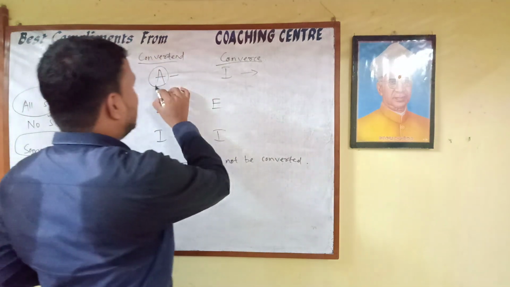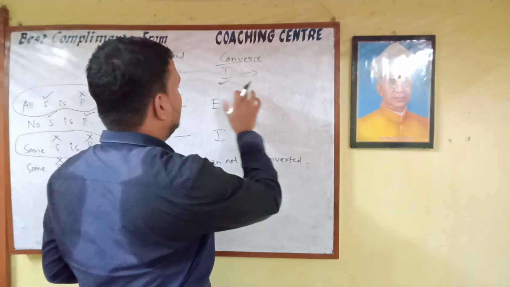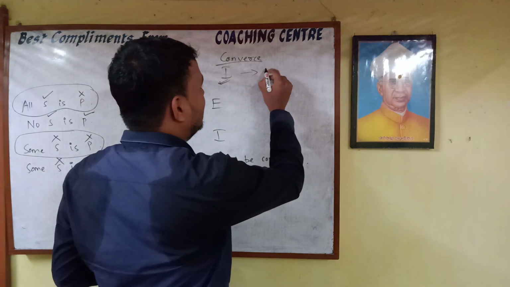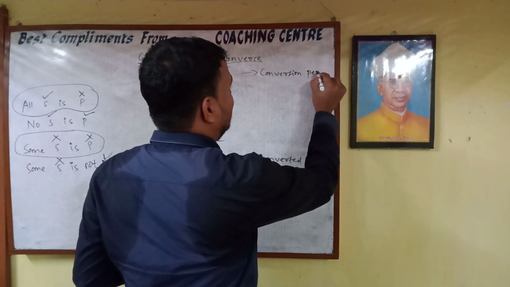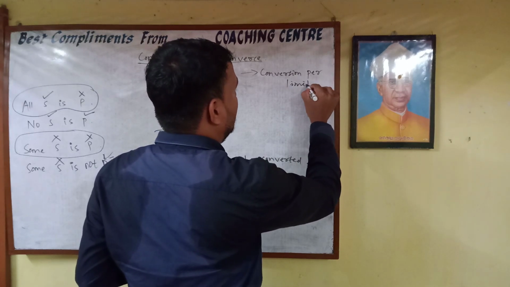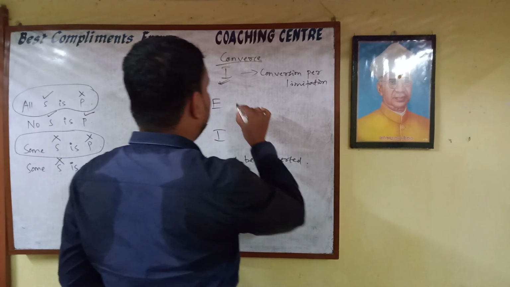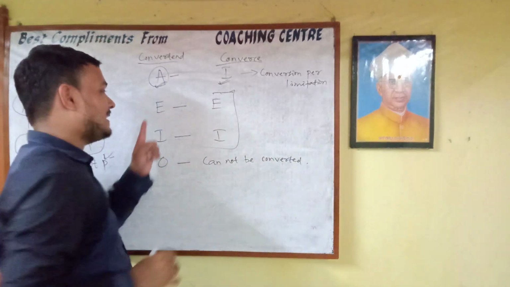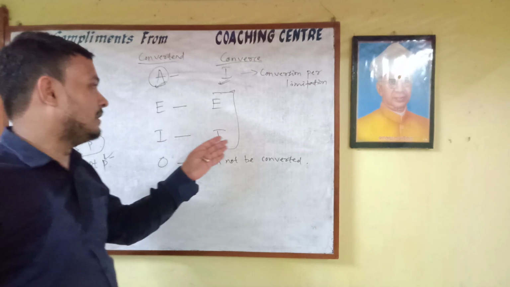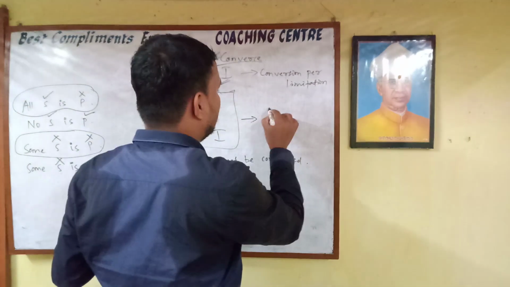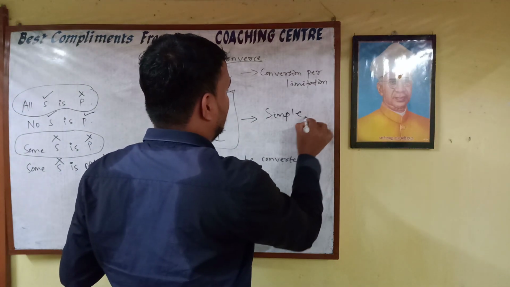The A type of proposition is converted to an I type of proposition. This is known as conversion per limitation. Whereas an E type of proposition will convert to an E type of proposition, and an I type of proposition will be converted to an I type of proposition. This is known as simple conversion.